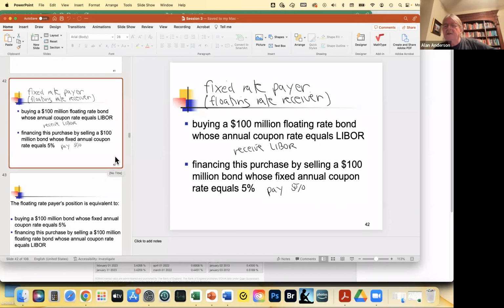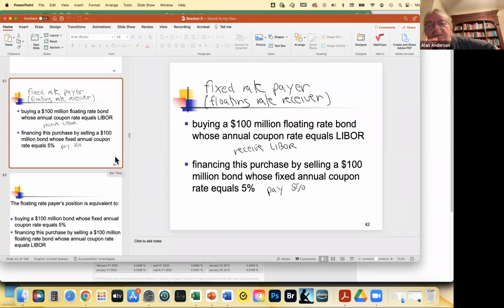Okay, so it's as if the cash flows are the same as if we'd simultaneously bought a $100 million floating rate bond with a coupon of LIBOR, and we also then received $100 million back by selling a bond whose fixed coupon rate is 5%. So every year we pay 5% and we receive LIBOR.